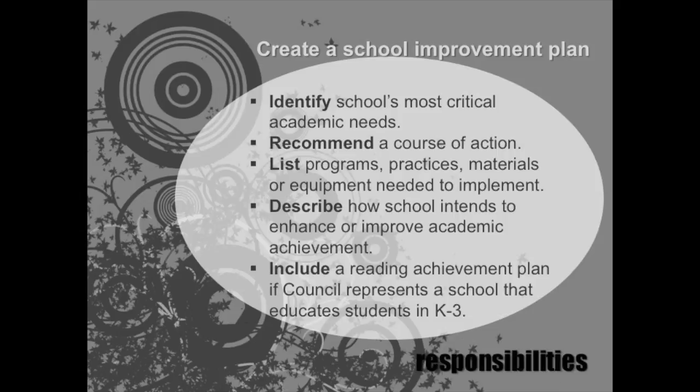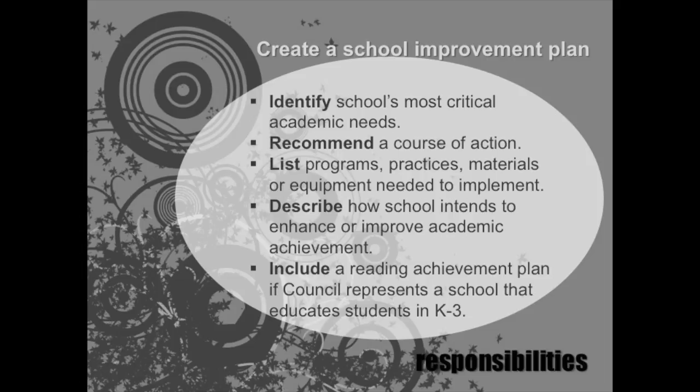The plan shall identify the school's most critical academic needs, but may include other actions to enhance or improve academic achievement and community environment for students. Recommend a course of action to meet the identified needs. List any programs, practices, materials, or equipment that the school will need to implement its action plan to have direct impact on the instruction of students and result in measurable increased student performance.